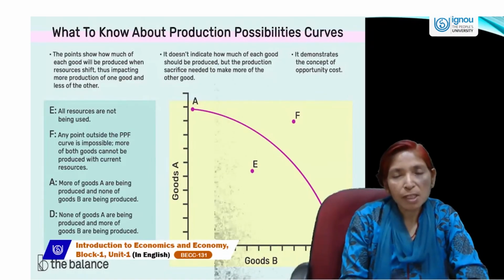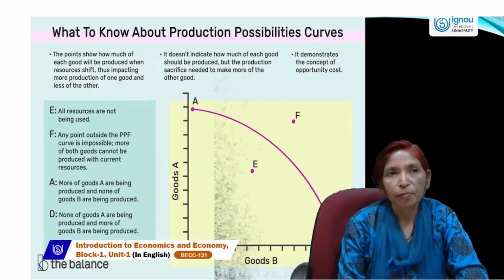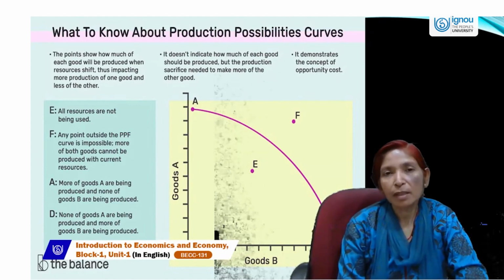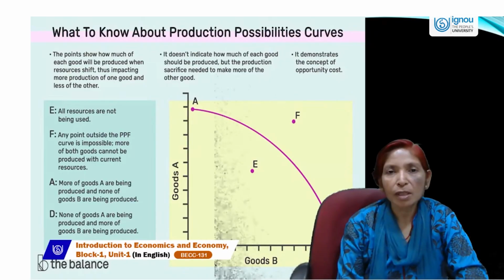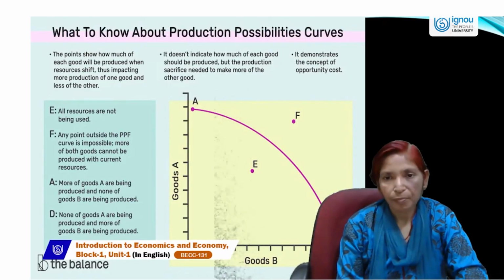And the shape of this PPC is always concave to the origin. Why is this PPC concave to the origin? Its main reason is marginal opportunity cost. The reason behind this concave to the origin curve is marginal opportunity cost.